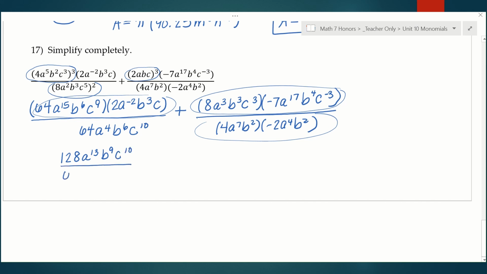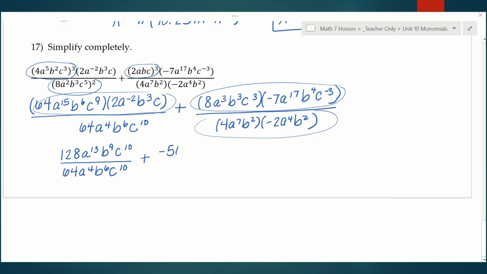Okay, and then I'm going to rewrite what we have on the bottom here. Since we're not doing any multiplying there, that stays the same for a minute. Okay, plus, let's get to the other side. So the top of the fraction over here, 8 times negative 7 is negative 56. A to the third times a to the 17th is a to the 20th. B to the third times b to the fourth is b to the seventh. And c to the third times c to the negative third is c to the zero, which remember, anything to the zero power is one, and so we wouldn't write c at all. Okay, let's do the bottom. 4 times negative 2 is negative 8. A to the 7th times a to the 4th is a to the 11th. B squared times b squared is b to the 4th.